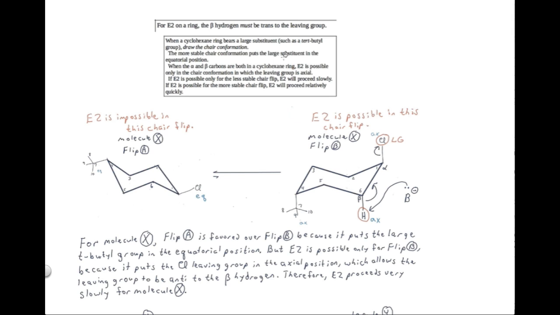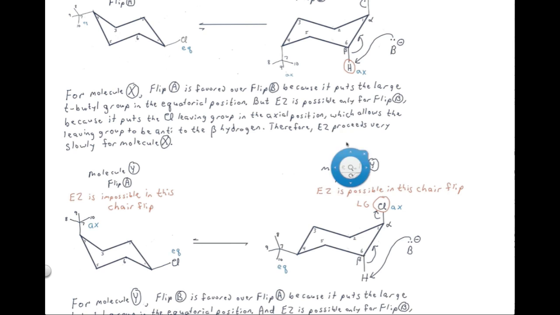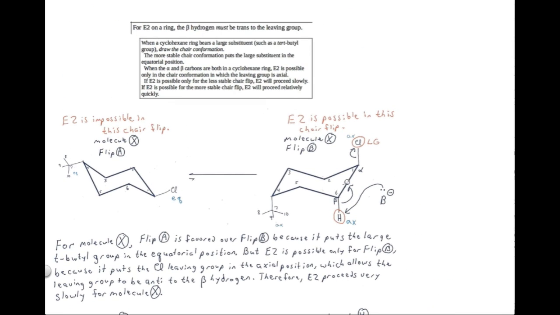We used this guideline for dealing with a cyclohexane ring with a large substituent. We also really used this idea that the beta hydrogen has to be trans to the leaving group. That's how we knew we should use this hydrogen and not the equatorial hydrogen. The hydrogen has to be trans to the leaving group because that's the only way it can be anti to the leaving group.